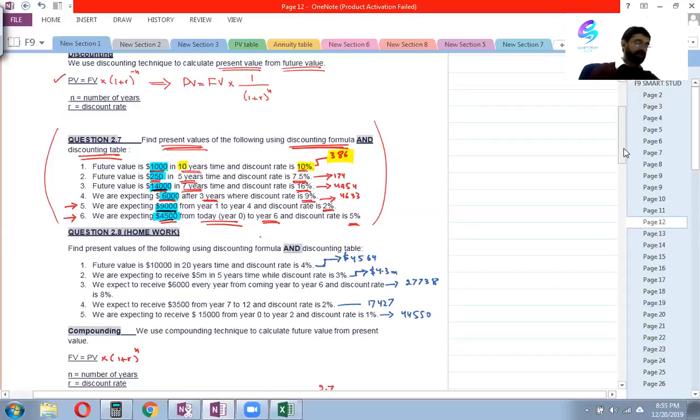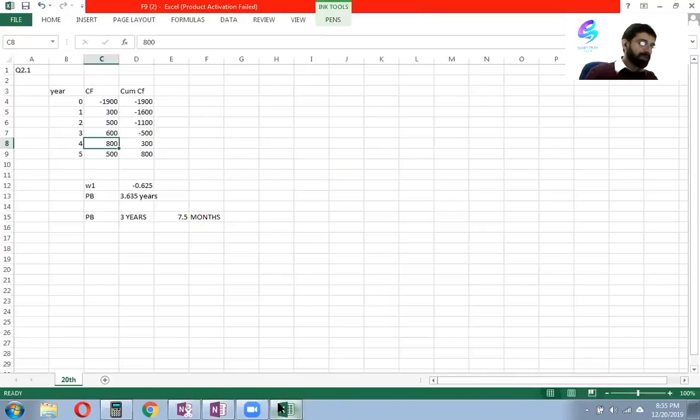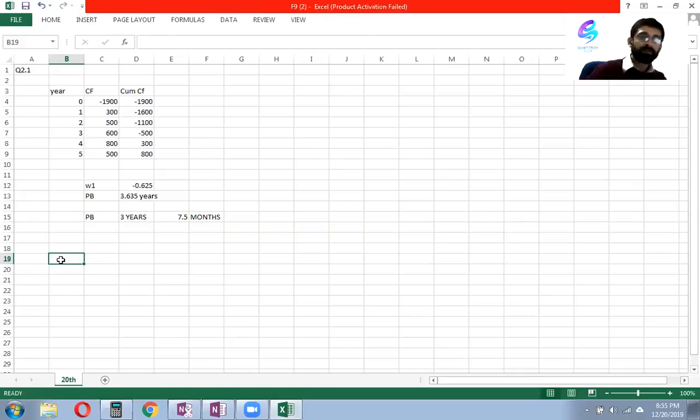Now, I'll actually take you to the spreadsheet once again, right? And I want to do the discounting in the spreadsheet. By the way, there is no table for compounding, so you don't have to worry about compounding tables. Of course, you can ignore that. But on the spreadsheet, it's actually going to be very, very easy, right? So, discounting.